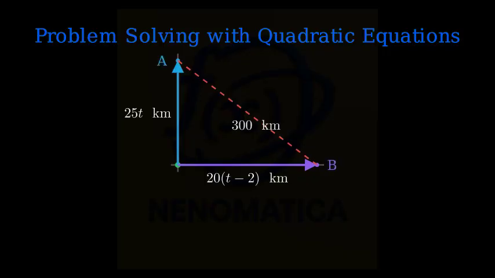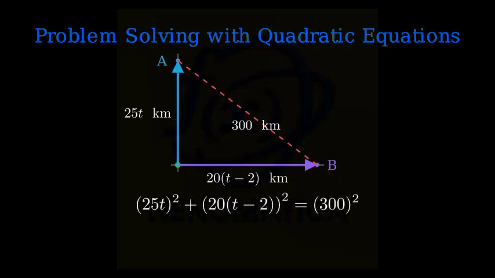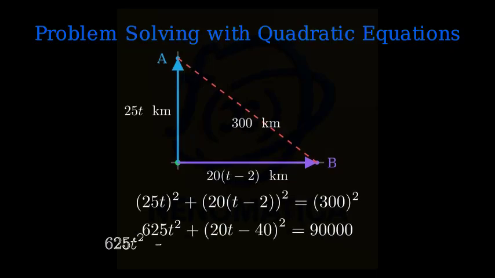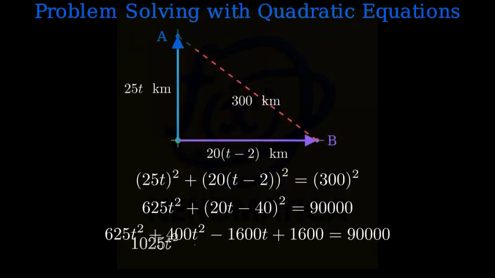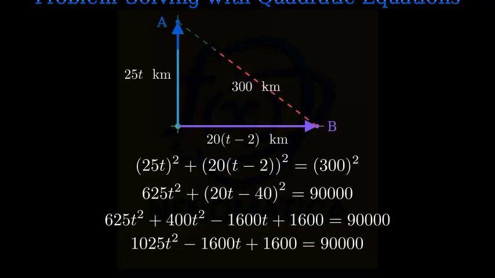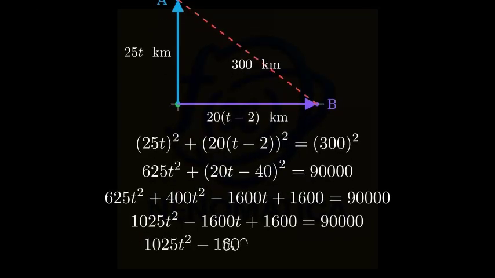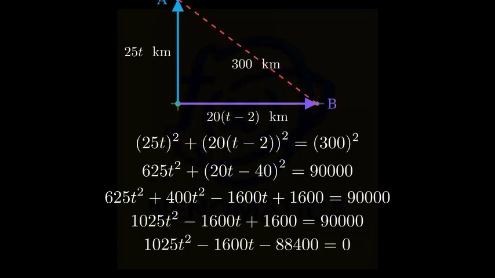The paths form a right triangle, so by the Pythagorean theorem, legs squared plus legs squared equals hypotenuse squared. Expand each square carefully. Compute the inner square. Combine like terms on the left. Move all terms to one side to write a standard quadratic in t. Now apply the quadratic formula with a equals 1025, b equals negative 1600, and c equals negative 88,400.